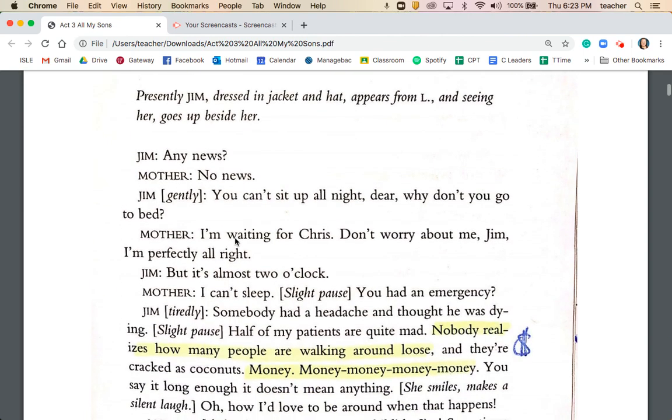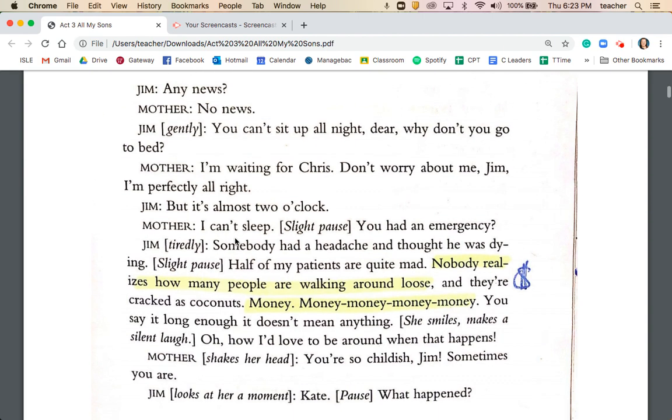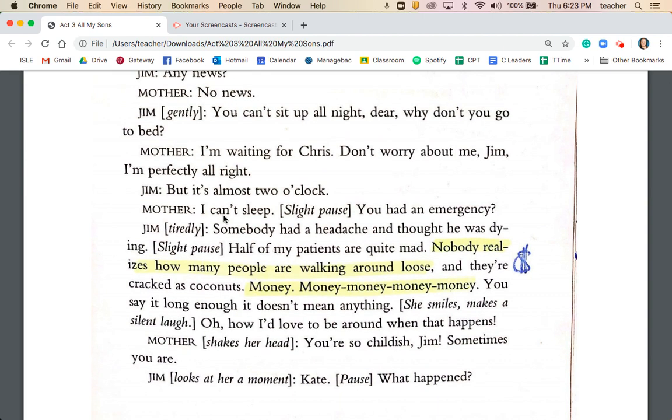And Jim arrives here to ask whether or not there's been any news from Chris. And interestingly, his exchange here reminds us again of the importance of money. So he's been called out to see some patients, and he talks about money. And this importance again that in this society, money is important to the characters. And there's another reminder there of that at the beginning of Act 3.